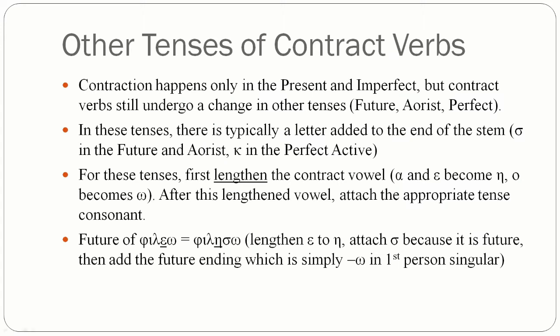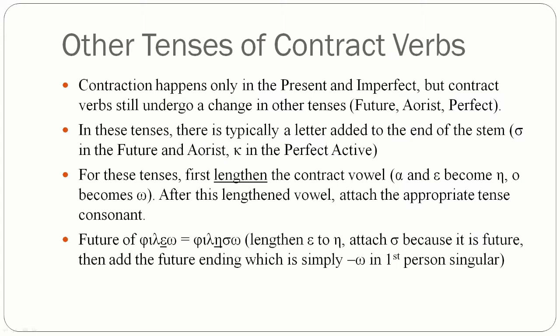Okay? For these tenses, then, the future, aorist, and perfect, what you're going to do is lengthen that contract vowel, which is that short vowel at the end of the stem. Okay, we're going to lengthen it. Alpha and epsilon become eta. Omicron becomes omega. Then, after you do that, then you add on your letter as normal.